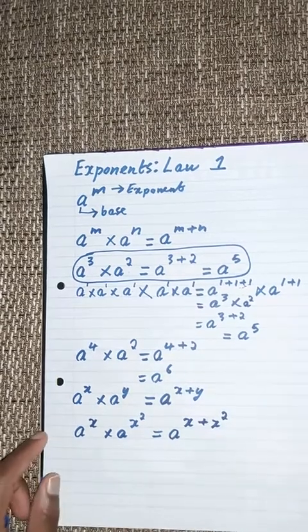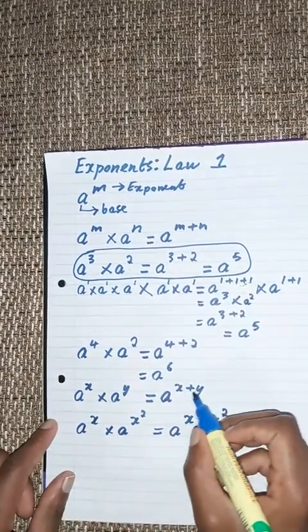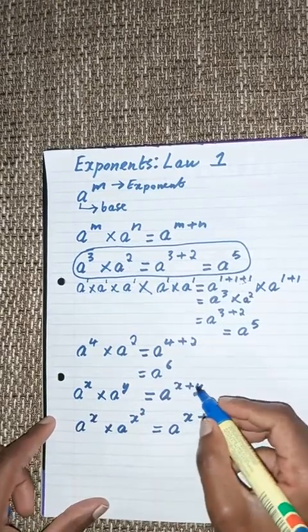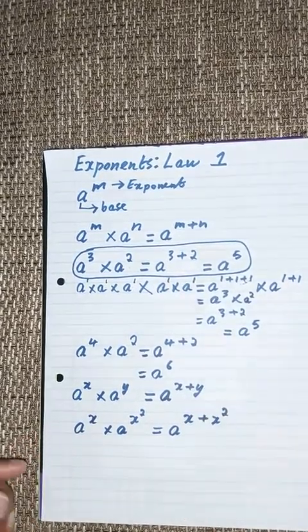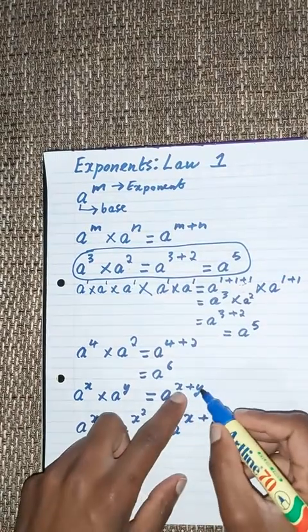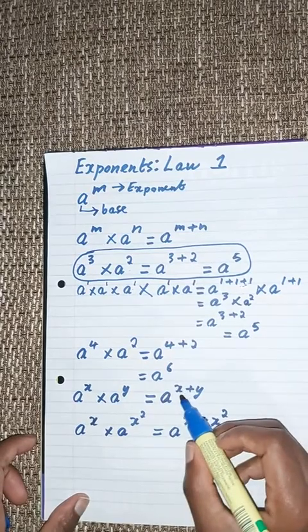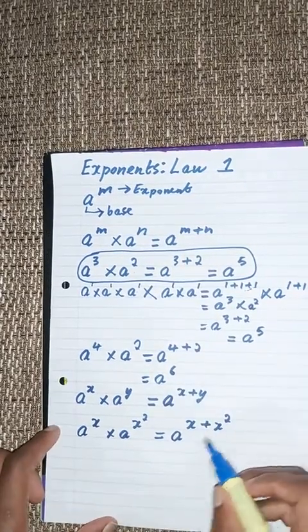All right. Now, the reason why we're not adding these further is because they are not like terms. If they were like terms, then it means we were gonna add them together to get one final answer. But because x is not similar to y and y is not similar to x, we end up only at x plus y. The same applies here.